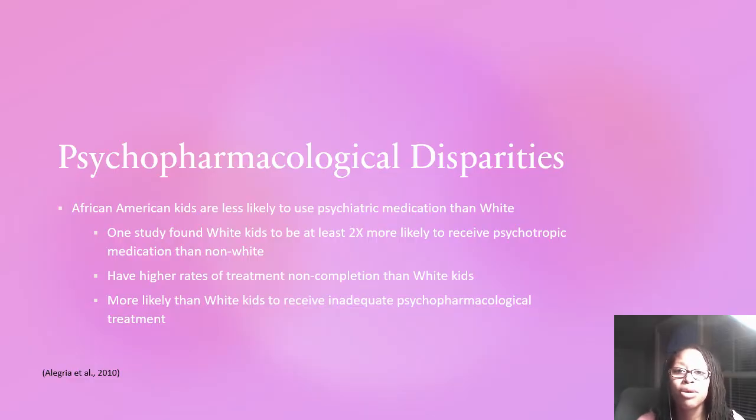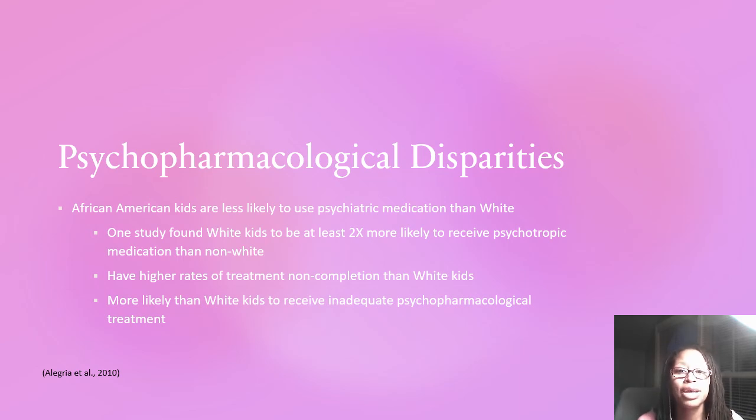To continue the discussion about psychopharmacological treatment in children, I did find some pretty significant disparities in prescribing practices. For instance, Alegria and colleagues found that white kids were at least 2 times more likely to receive psychotropic medications than non-white kids. Also, they noted that BIPOC kids have higher rates of non-completion of medication. This may play into the reasons that clinicians don't prescribe these types of medications to brown kids as often, but the researchers did not speculate on this. They also found that brown children were more likely than white kids to receive inadequate psychopharmacological treatment. So not being prescribed the right medication or not being prescribed a therapeutic enough dose.